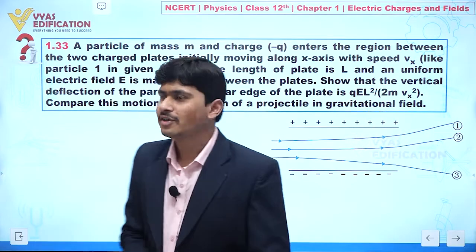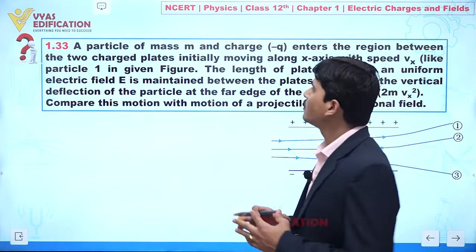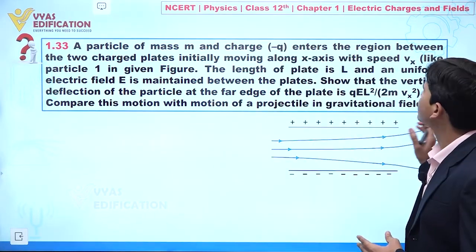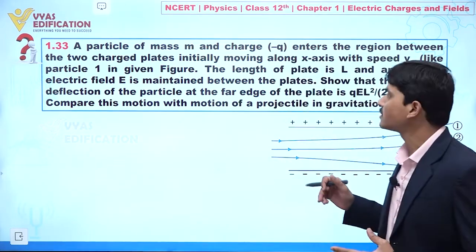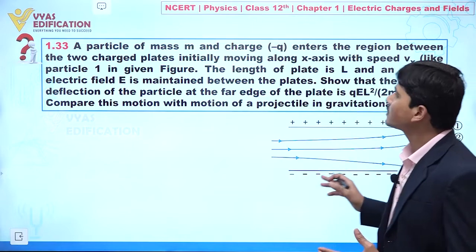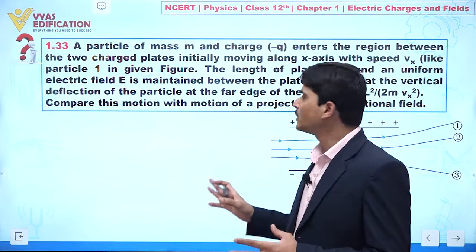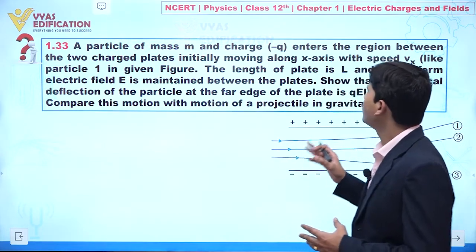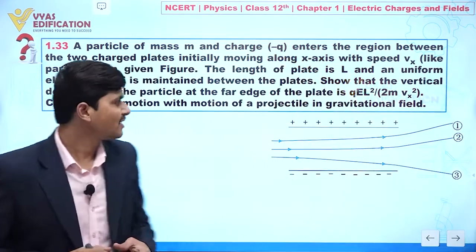Now dear student, we are going to discuss question number 1.33. In this question it is given to you a particle of mass small m and charge minus q enters the region between two charged plates, initially moving along x-axis with speed vx. The length of the plate is L and a uniform electric field E is maintained between the plates so that the vertical deflection of the particle at the far edge of the plate is this one. Clear? So now concentrate on the screen.